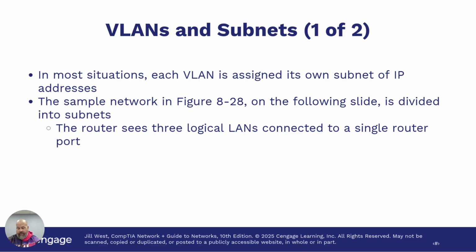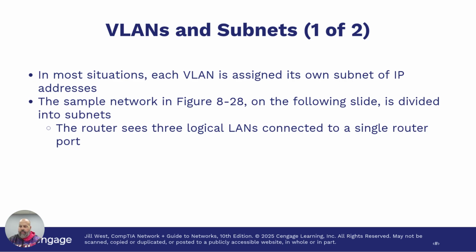Here's where VLANs and subnets come together. Each VLAN gets its own subnet of IP addresses. They're like peanut butter and jelly, two different things that work great together. The diagram here shows three subnets connected to a single router interface through trunk connections. From the router's perspective, it sees three logical LANs, all arriving through one physical port.